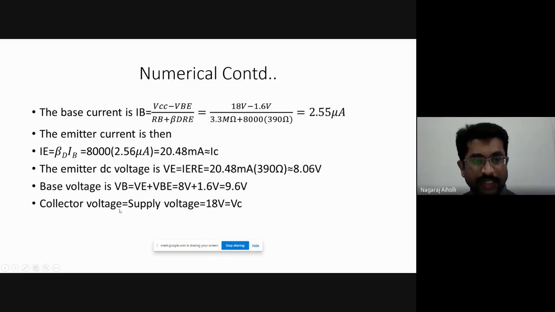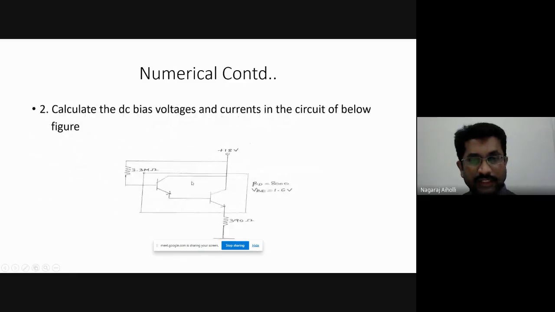Next, coming to the collector voltage. Collector voltage is nothing but the supply voltage, that is plus 18 volts. The reason is again the same: because of the large value of the base resistance, the current flowing through it is negligible, and hence the voltage across the collector is nothing but the supply voltage. The voltage drop is also less here, so it is plus 18 volts.